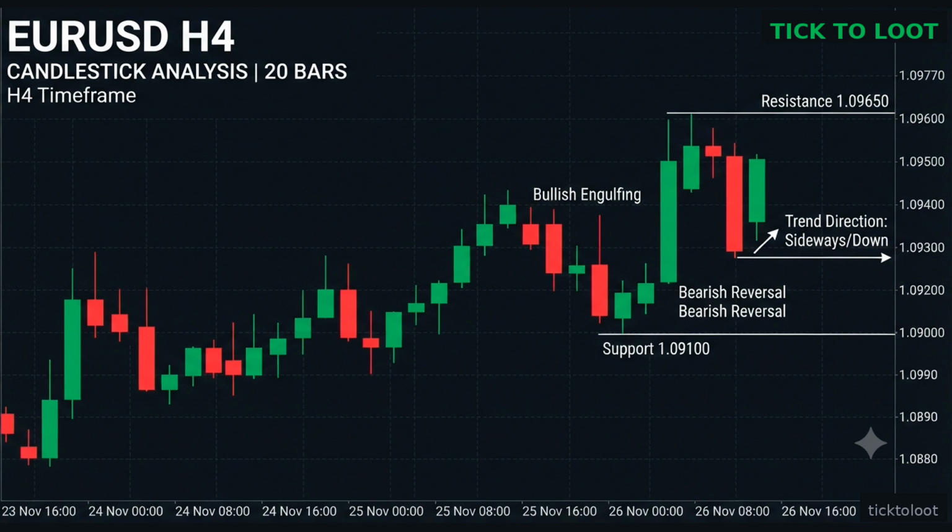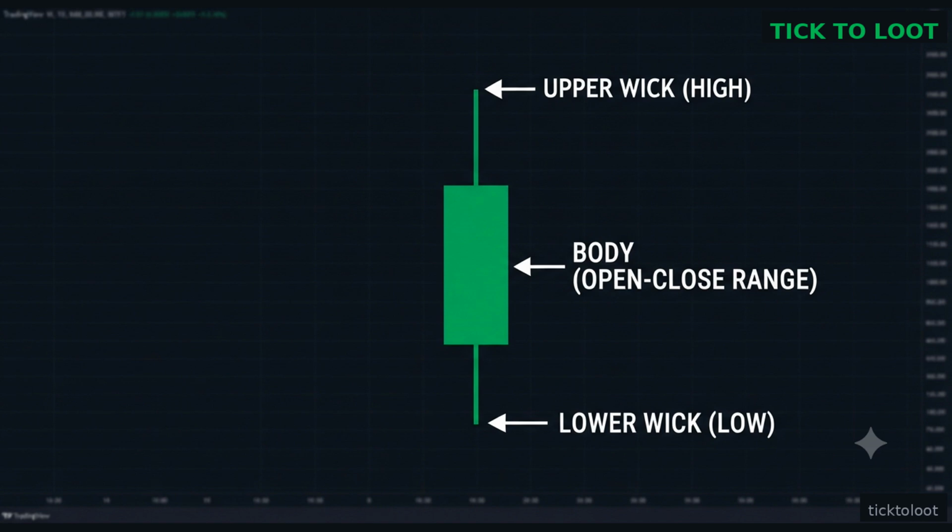Now, let's put what we've learned into practice. Take a look at this chart of euro to US dollar on the H4 time frame. We have 20 candlesticks here, and each one tells a story. Try to describe what each candlestick means using what we've learned so far. What's the body telling you? What about the wicks?